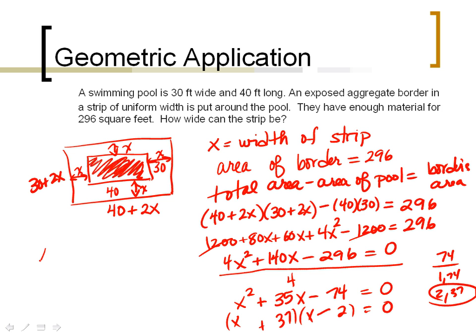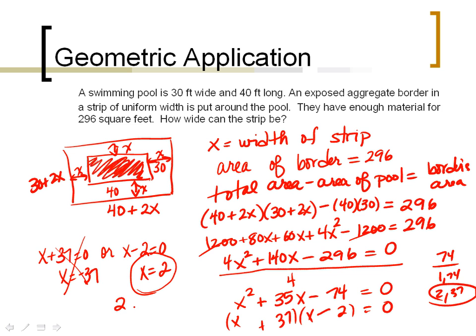So this tells us that x plus 37 is equal to 0, or x minus 2 is equal to 0. So that gives us either x to be negative 37 or x to be 2. And so the negative 37 can't work because that's the width of a border. So our border width would have to be 2 feet. Okay.